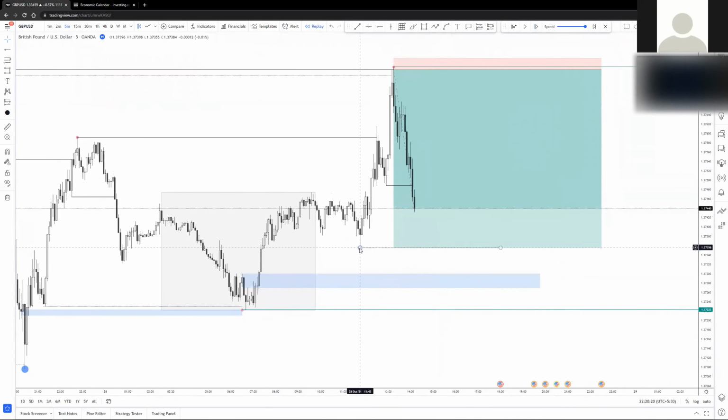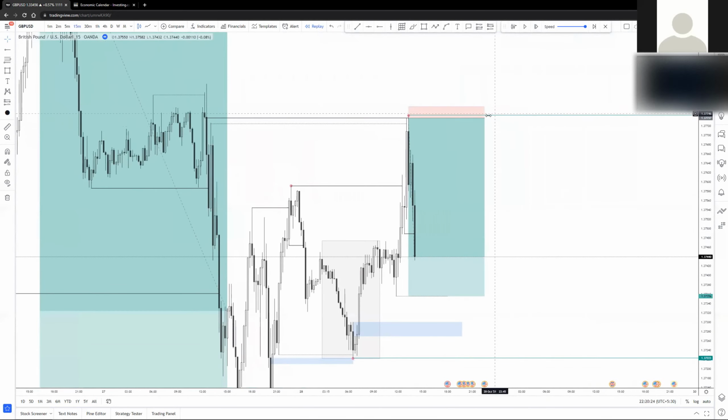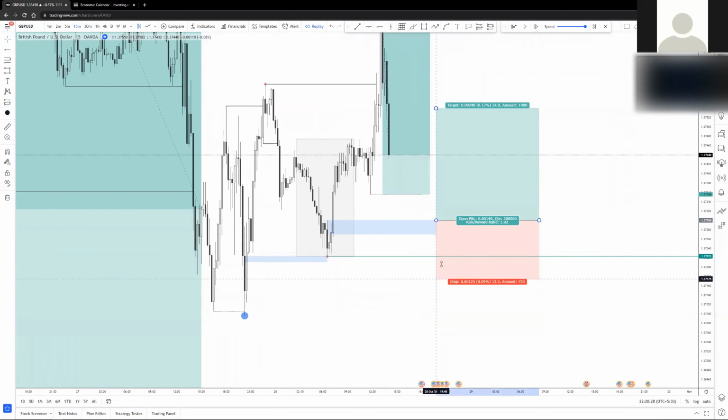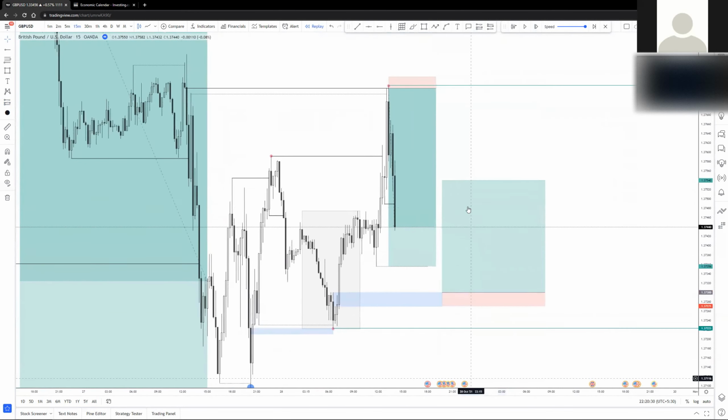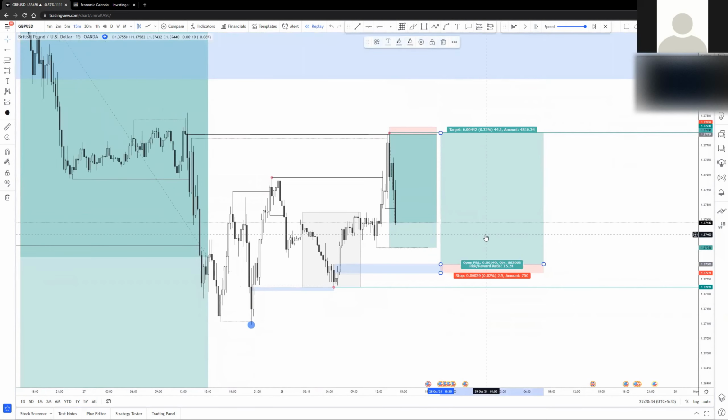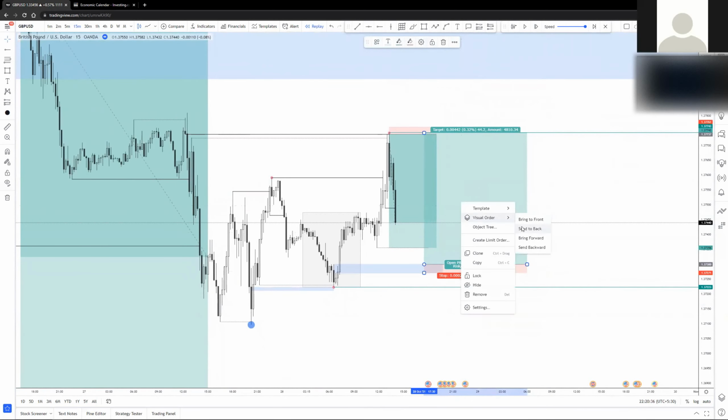What makes it high probability? Liquidity resting right above that. So what I'm going to do is buy it. Stop loss can go below that low, 2.9 pips, and I'm targeting external range liquidity. Now it's going to be ping pong, a sell to buy.